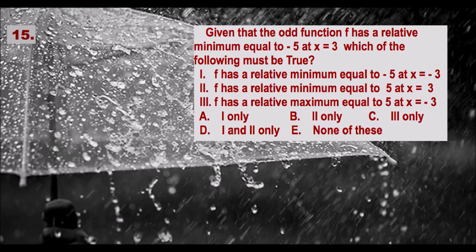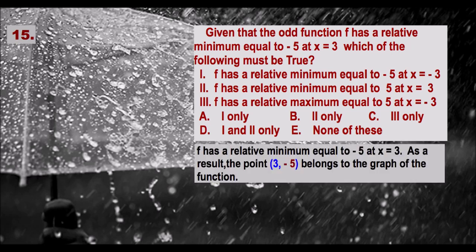Given that the odd function f has a relative minimum equal to negative 5 at x equals 3, which of the following must be true? F has a relative minimum equal to negative 5 at x equals negative 3. F has a relative minimum equal to 5 at x equals 3. Or f has a relative maximum equal to 5 at x equals negative 3. F has a relative minimum equal to negative 5 at x equals 3.